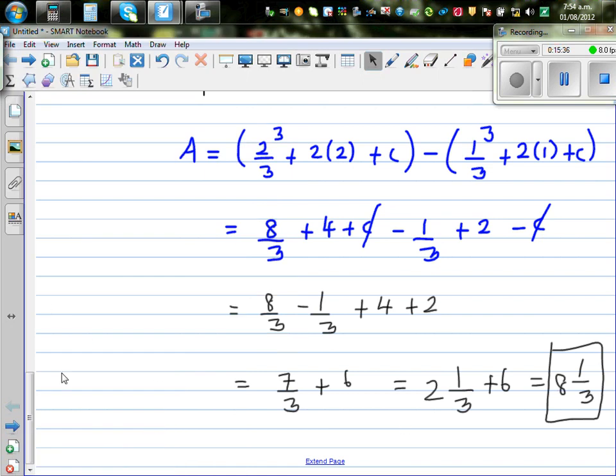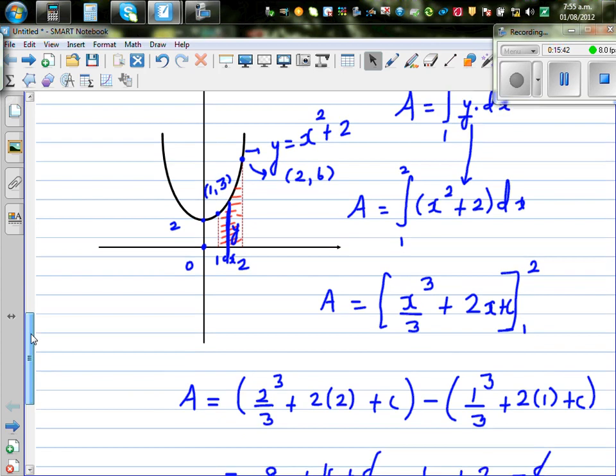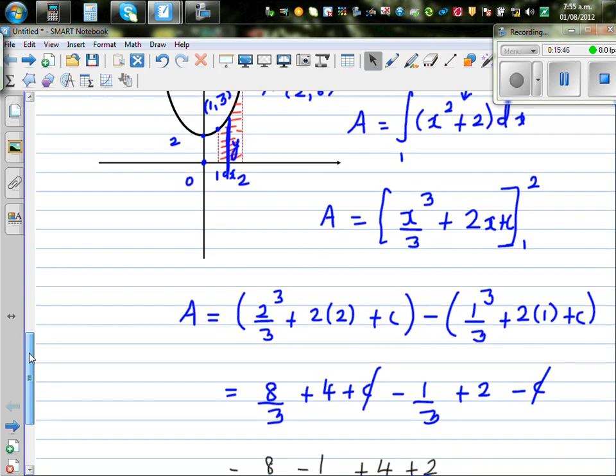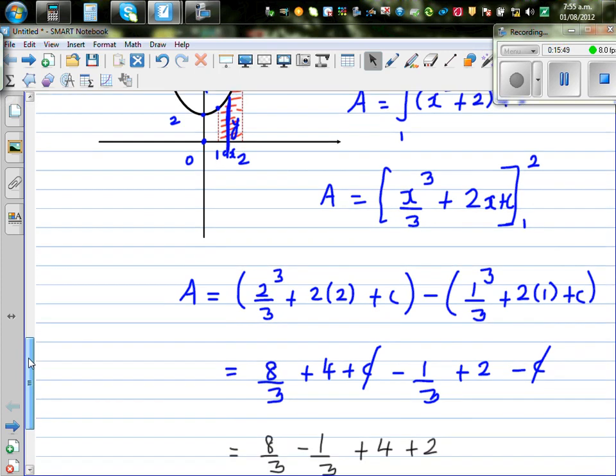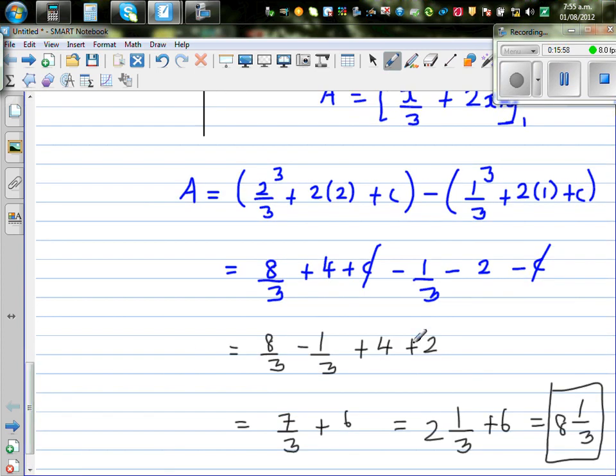Okay, I've made some mistake here. Let's check. Okay, what's the mistake here? So this is 2 cubed, is 8. Oh yeah, gotcha. It's always good to check my answer. This should be minus 2. So this is minus 2, this is minus 2. So this is plus 2, this is plus 2, and this is also plus 2.